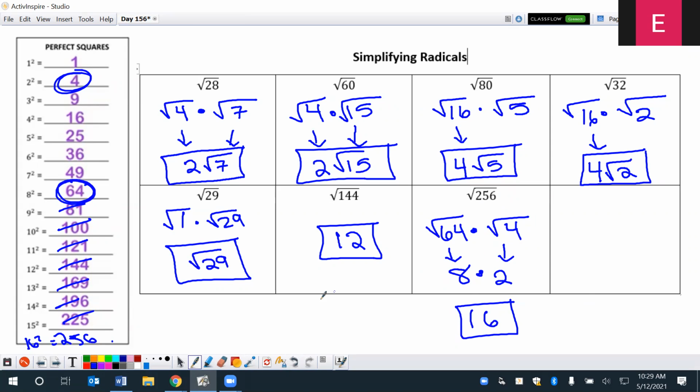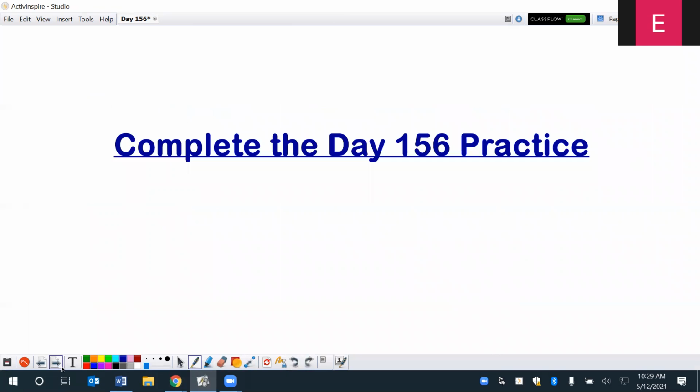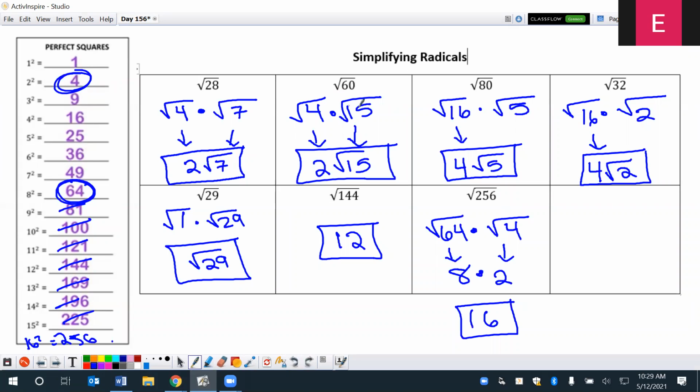Okay. So those are all the examples I'm going to work out. And so now you are going to complete the day 156 practice. Make sure you show work for all of them. The work is just showing me this. Show me what factors you're using and then type your final answer.